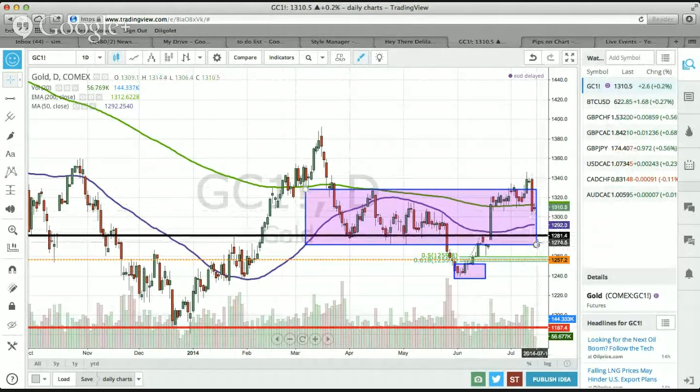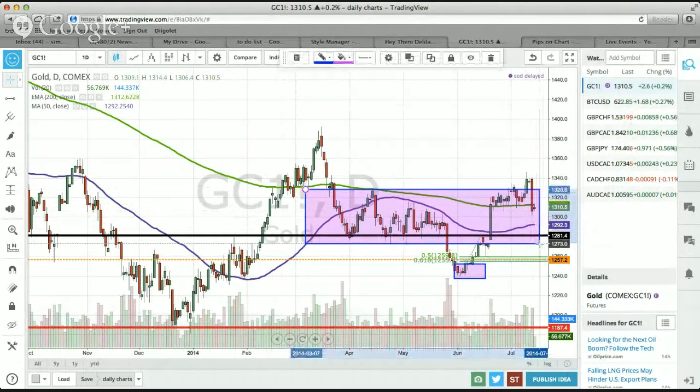So that's where we still are, and I'll extend this rectangle further. Set it up a little bit. There we go. Okay, so yeah, this is where we are. We are below the 200 exponential moving average. Today's candle looks a bit like a doji. So you know, some indecision in the marketplace now at the 200 exponential moving average.